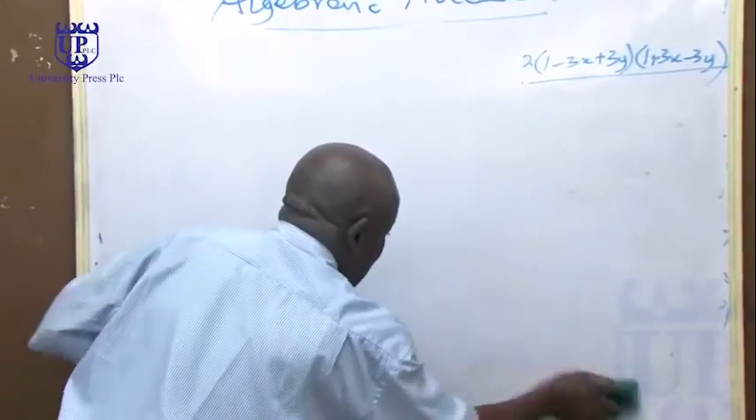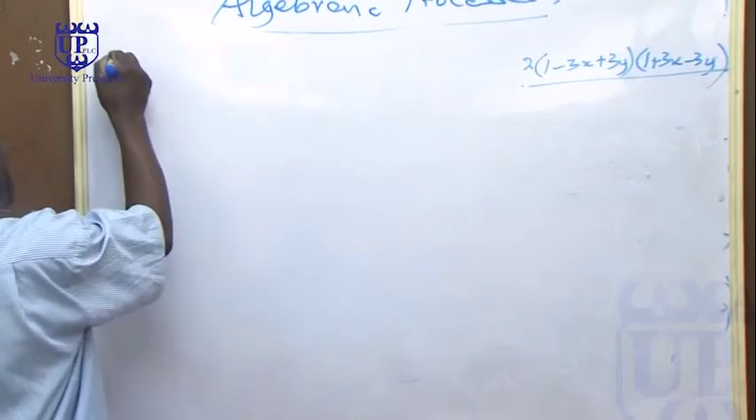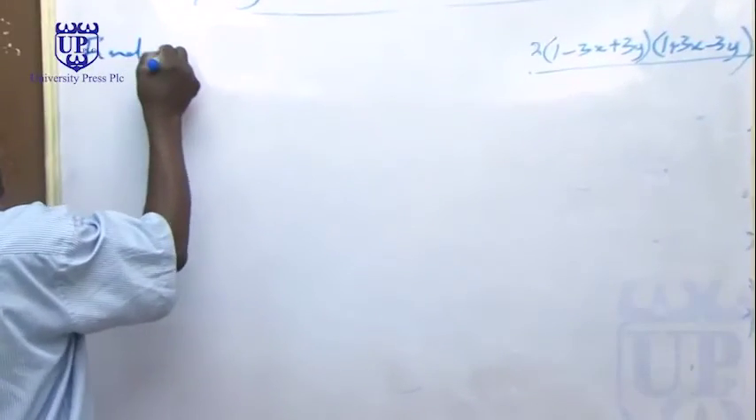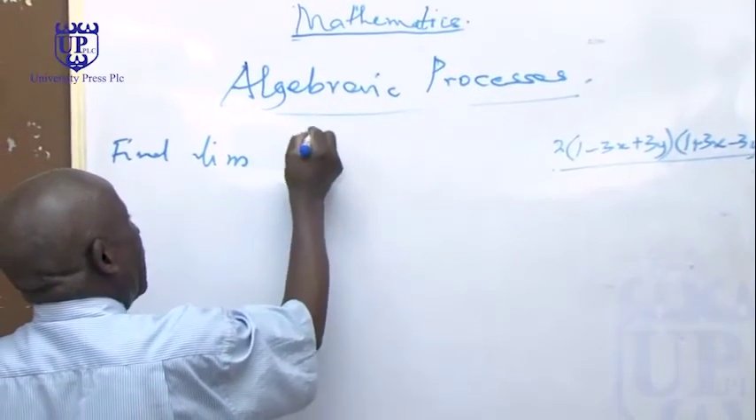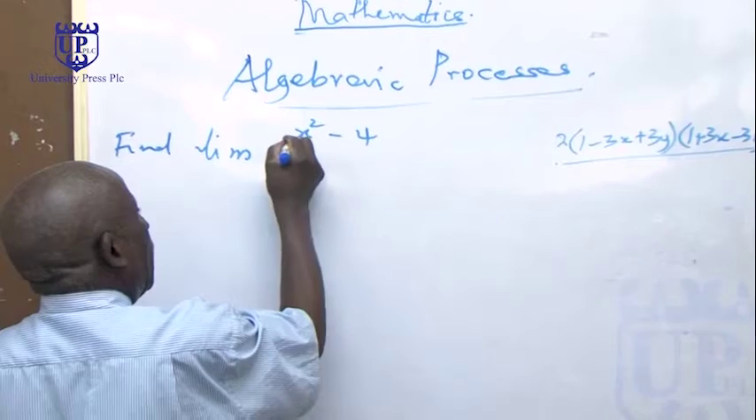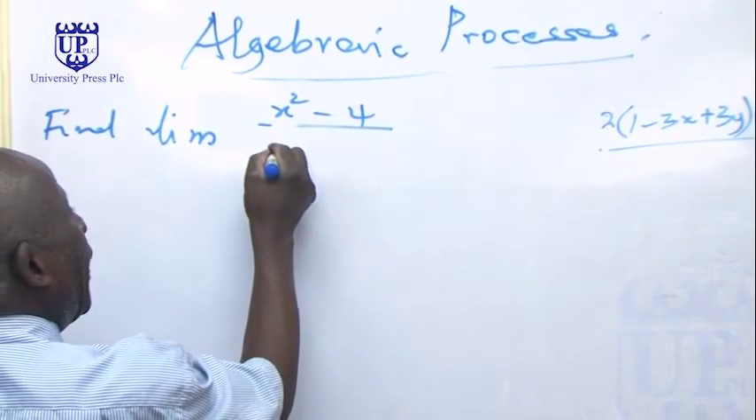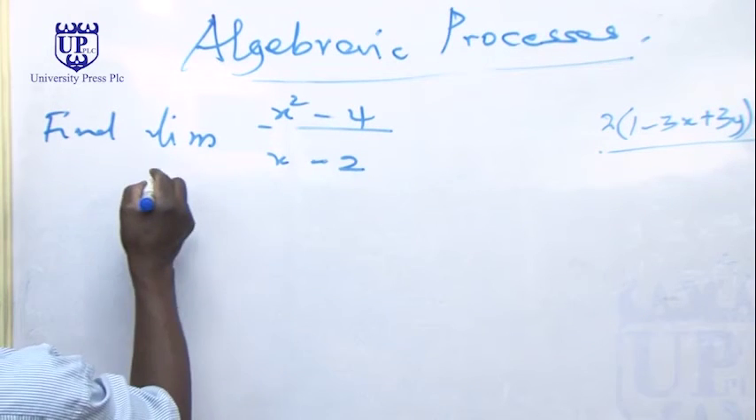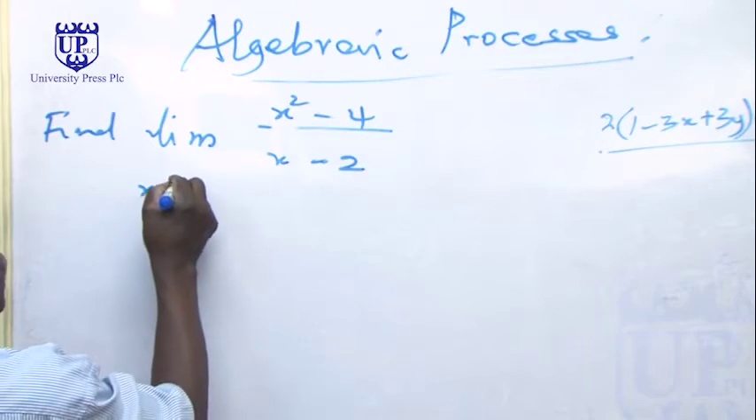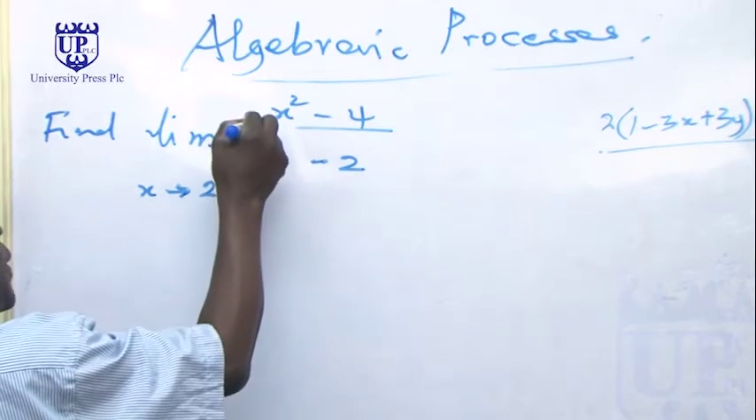Now, the application of this. I will write down two questions. We look at them. One year they ask you, find the limit of x squared minus 4, everything divided by x minus 2, as x tends to 2. They write the question like that.